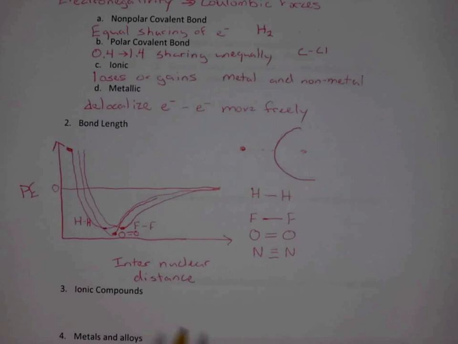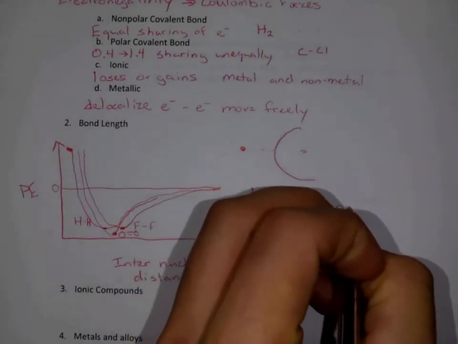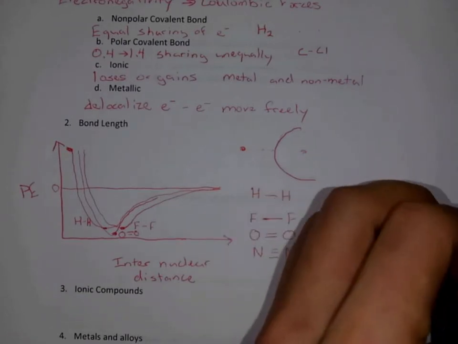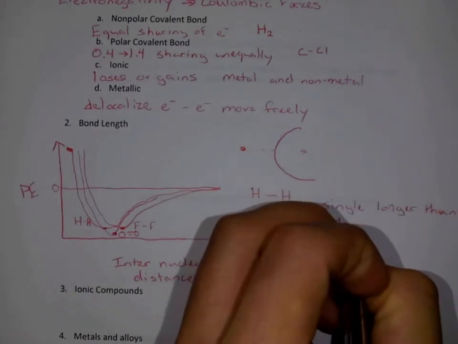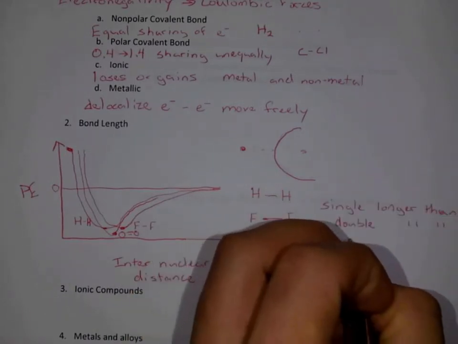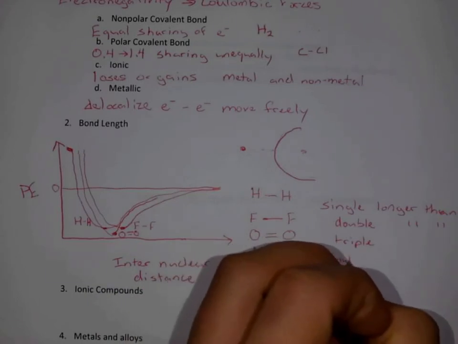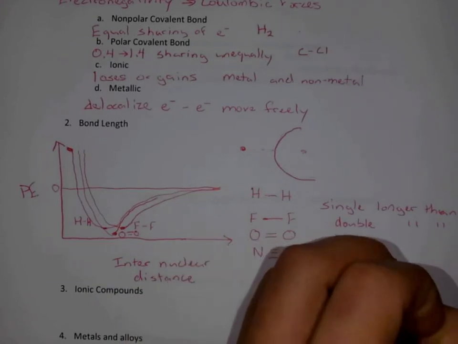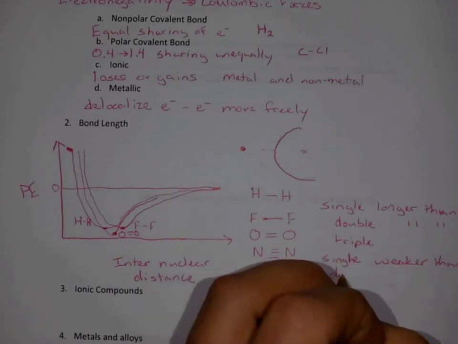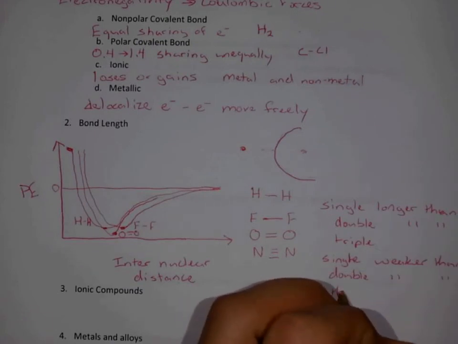So our single bond is longer than double, which is longer than triple, and a single bond would be weaker than a double, which would be weaker than a triple bond.